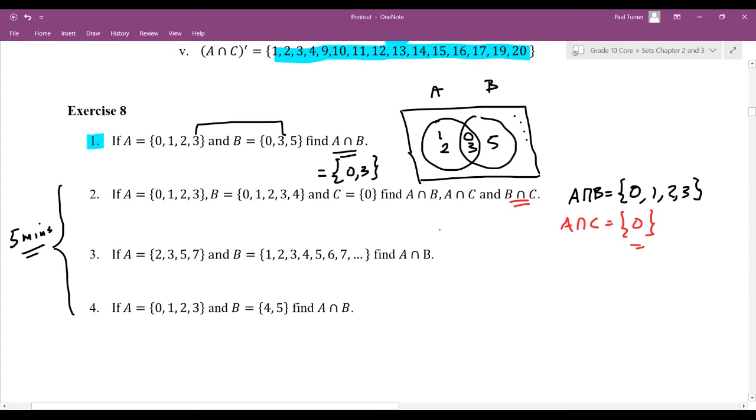So B intersects C. So that's the same again, right? So 0, that's a shared element. So 0 for that one.